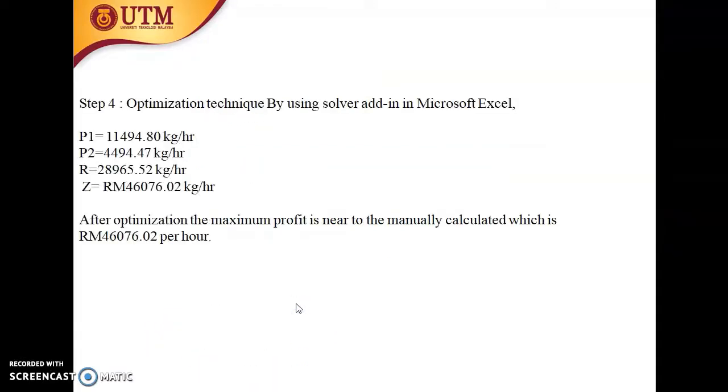The final step, step 4, is the optimization technique done by using the Solver add-in in Microsoft Excel. Finally, after optimization, the maximum profit is near to the manually calculated one, which is RM 46076.02 per hour. Thank you.